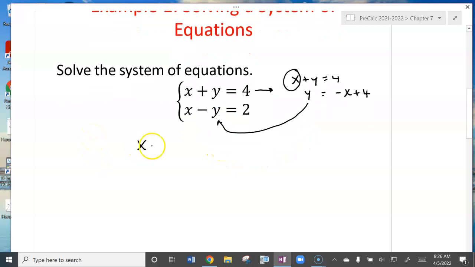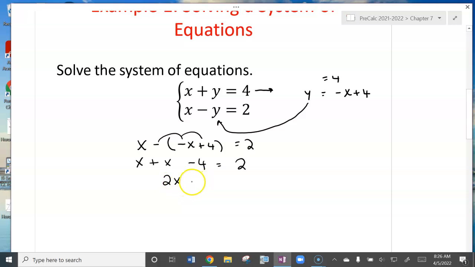So x minus negative x plus 4 equals 2, and then distribute your negative. This is going to be plus x minus 4 equals 2. And then I get 2x minus 4 equals 2, 2x equals 6, and x equals 3.